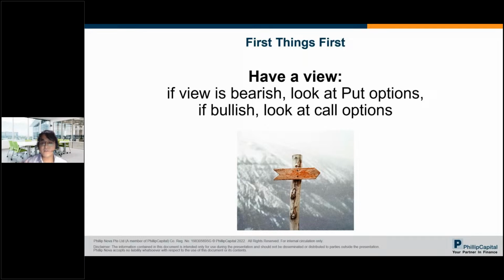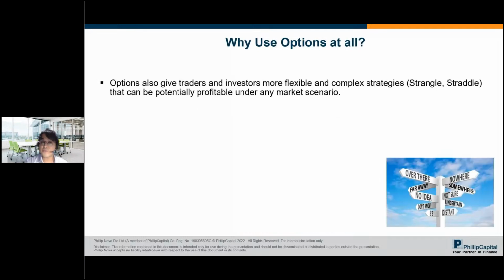However, with options, rather than having to bet on whether the market goes up or down, you can instead change your bet into betting on the size or the magnitude of the market move instead. I'll explain more about this later. So this brings me to my first point on why you should use options. They give investors more flexible and complex strategies that will help them to profit under any market scenario. The market could be very volatile, as in the case of Japan, but with options, you can still figure out a way to make a profit.